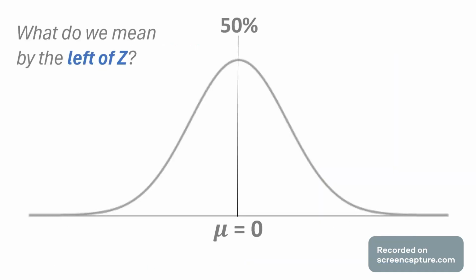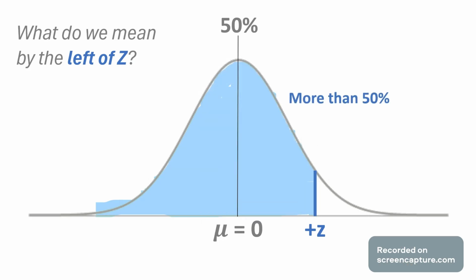What do we mean by the left of Z? Recall that in a standard normal distribution, mean mu equals 0 pertains to the mean itself, and hence it marks the 50% area. So, if we have a positive z, that means it goes beyond 0, which means that the total percentage or area is more than 50%. Remember that 50% means half. So, a positive z means that we have a percentage that should be more than half or 50% of the total data.